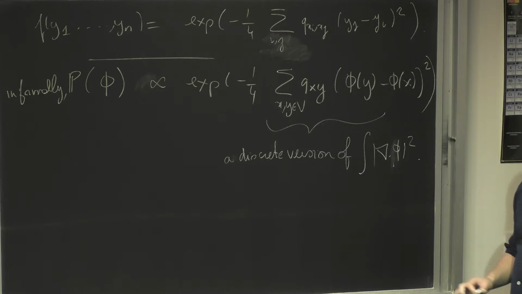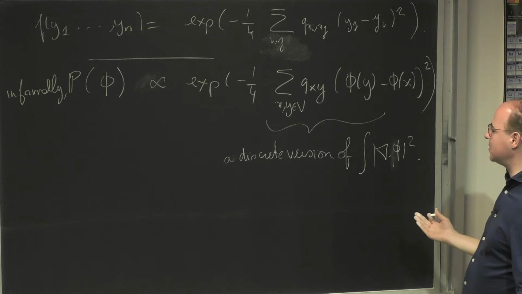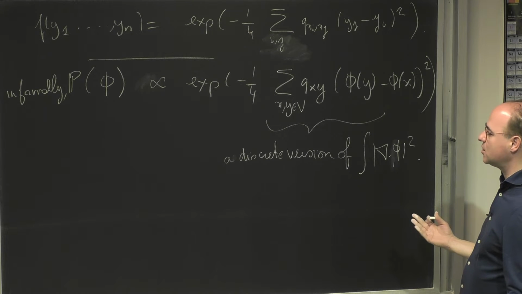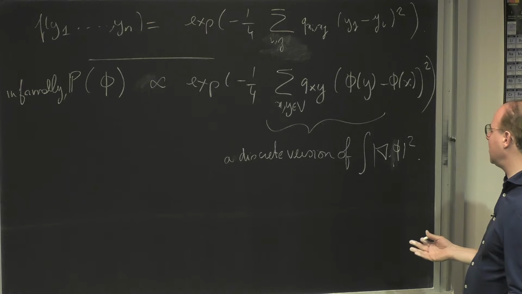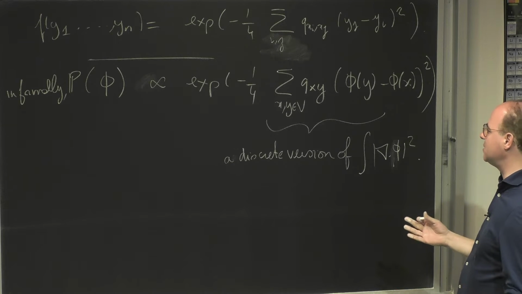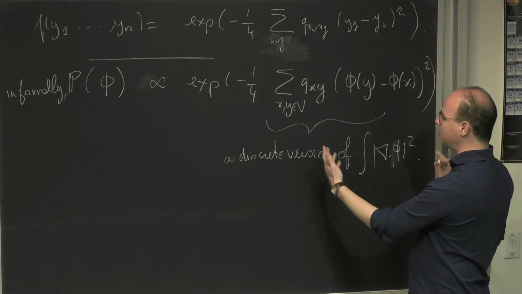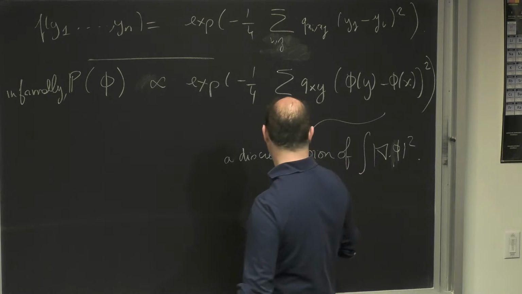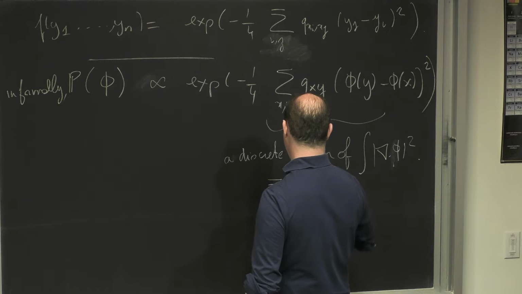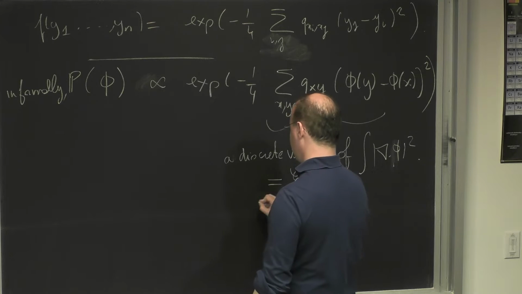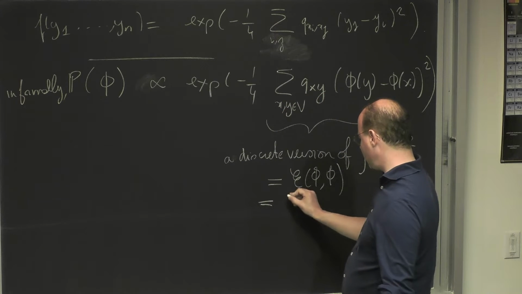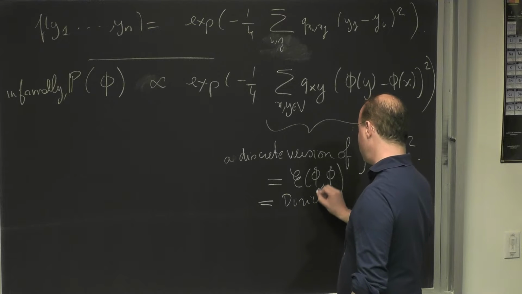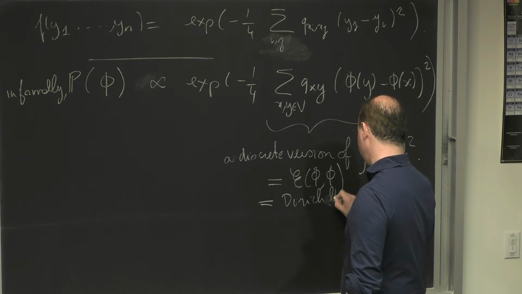Okay, so when we are saying something like this, we are saying a given function phi has a probability which is proportional to the exponential of minus the Dirichlet energy of phi. So this is the Dirichlet energy. Maybe you cannot read if I write here, but let me stop after that.